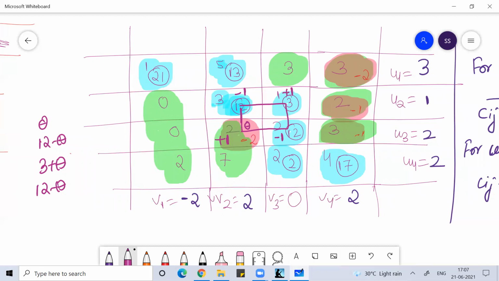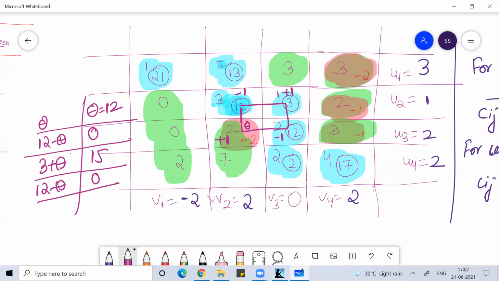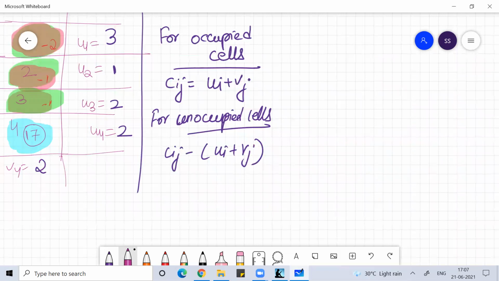Look at the negative coefficient before the theta value. We try to find out where we get the minimum theta. The minimum theta value is 12. This will be 0, and then this will be 15. This will be again 0, and the theta value will be 12. So this is how we do the allocation.